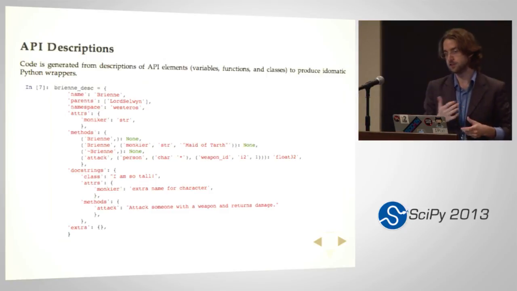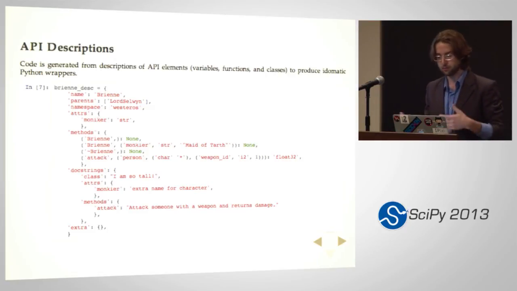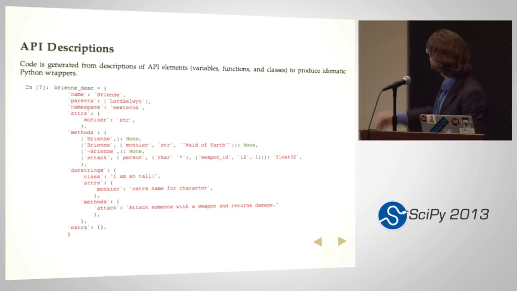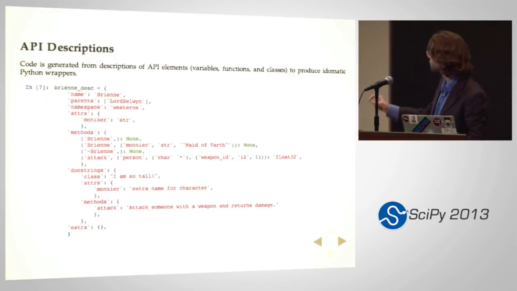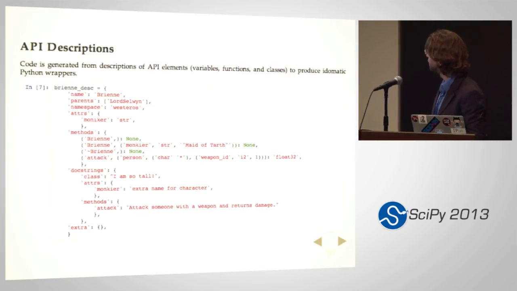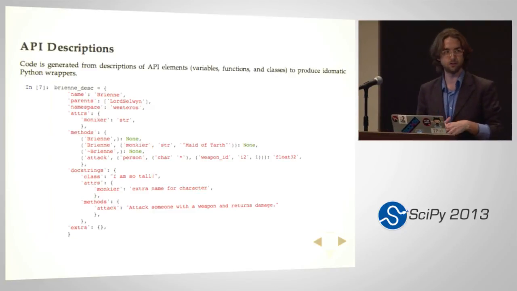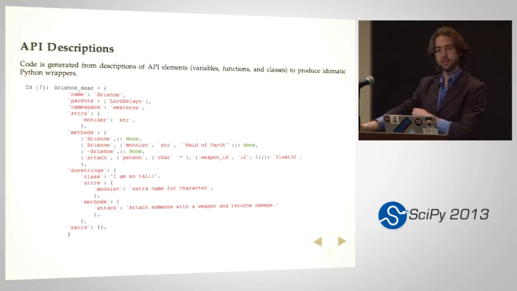So here's a dictionary that describes a class called Brienne, which has parents and namespace, etc. This class has some constructors and a method and a single member variable on it as well. And it has a place for docstrings, etc. These are all published on the website, so you can go look at what the fields of these dictionaries are like.